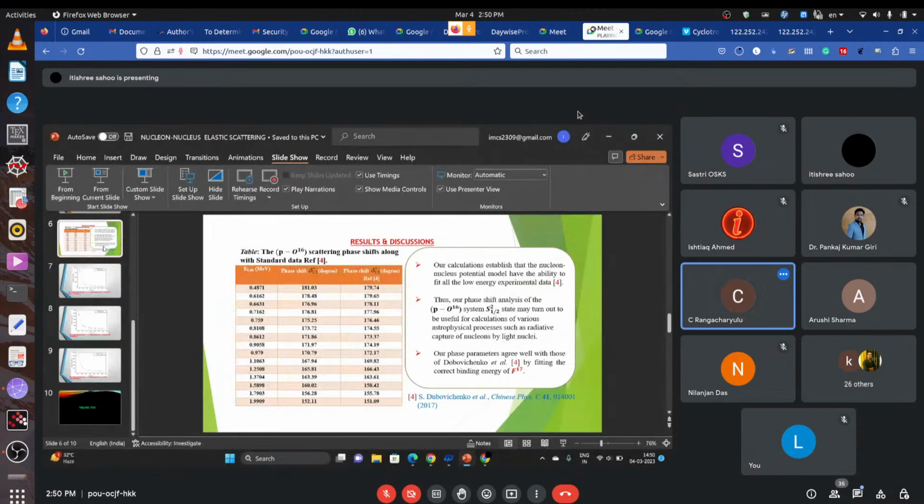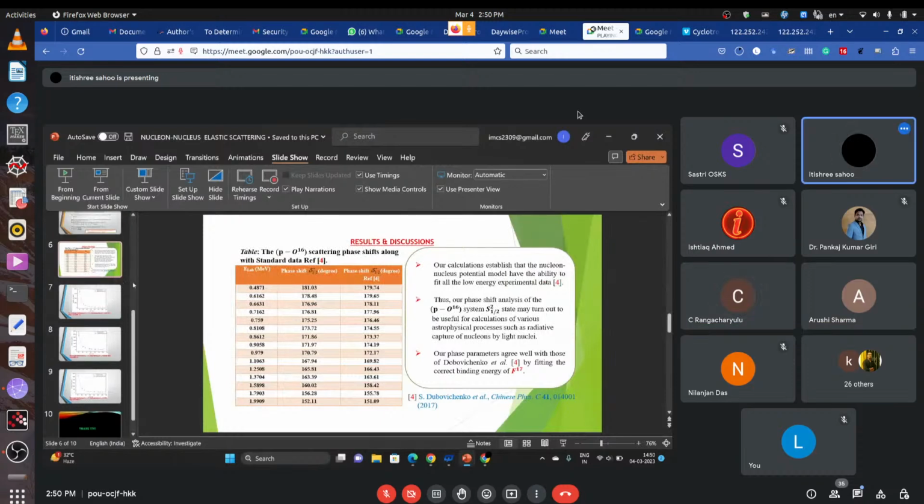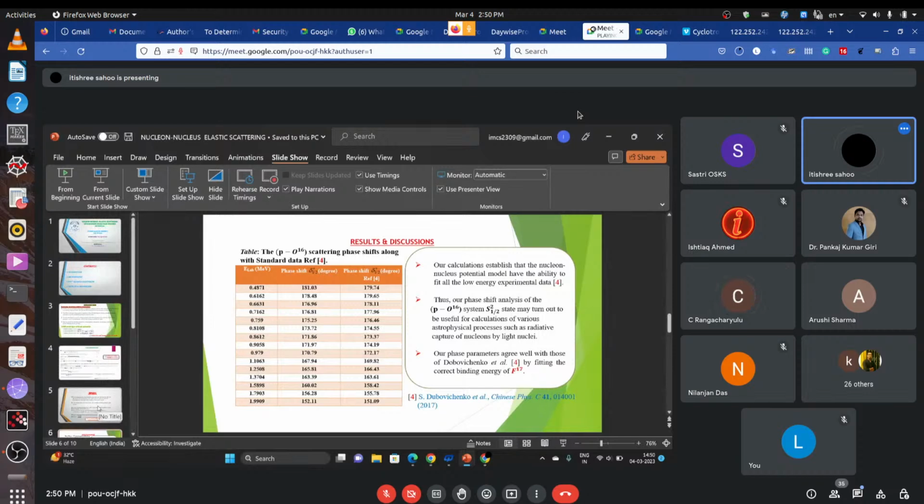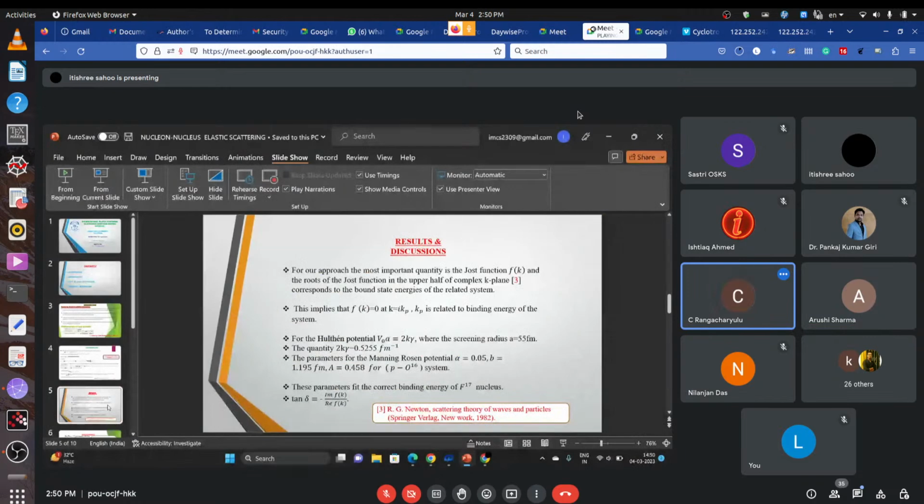It's in the third slide. Explain 2017. C41. Does A equal 55 femtometer? Yes, ma'am. If we fit, actually we are trying to fit in the computer programming. So it almost satisfies the experimental data, and so we are taking A equal to 55 centimeter.